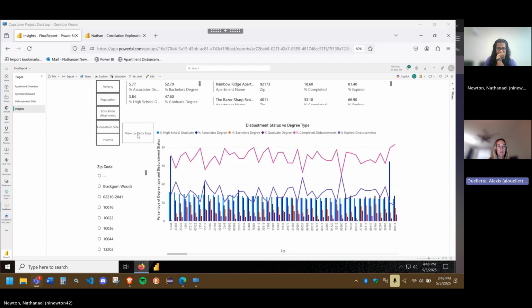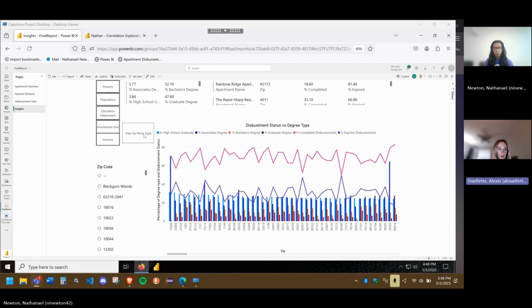Hi, I'm Lexi, and I will talk about the education insights. On this page, you can see the graph shows the zip code and then the percentage, degree type, and disbursement status. And at the top, there are some cards that show the percentage of associate's degree, bachelor's degree, graduate degrees, and high school graduates. And then to the right is another card that shows the apartment name, the zip code of that apartment, and then the percent of completed and expired disbursements.